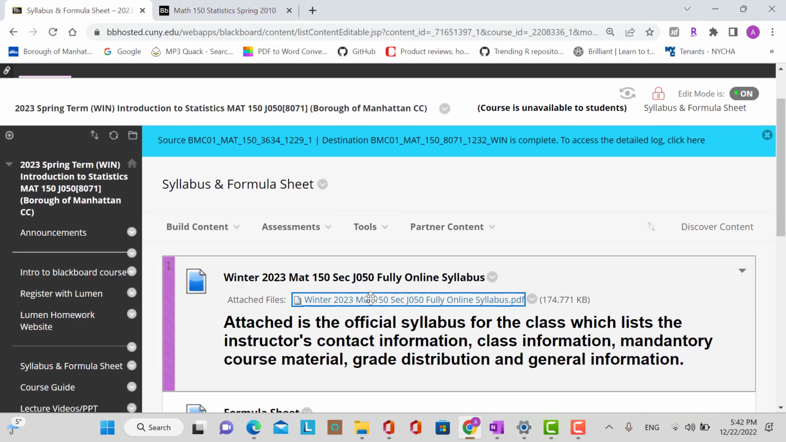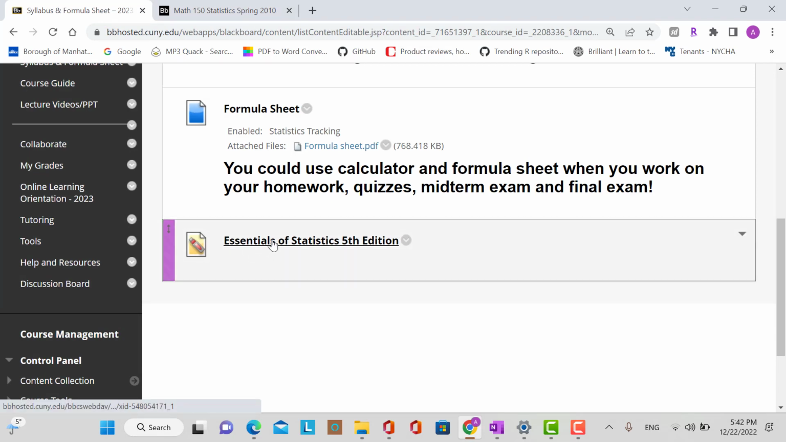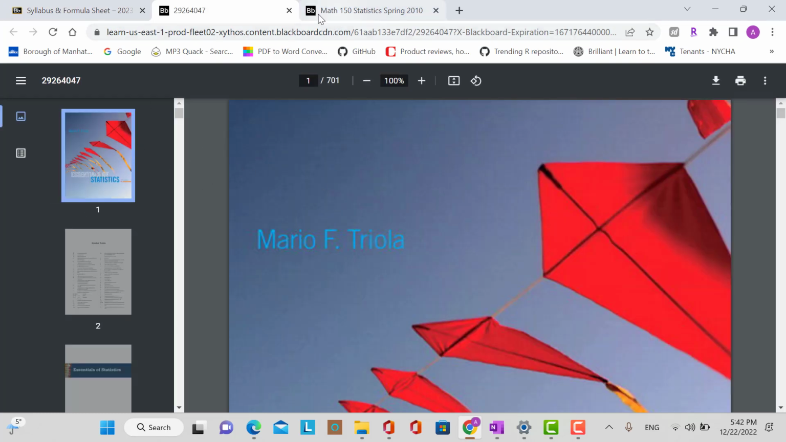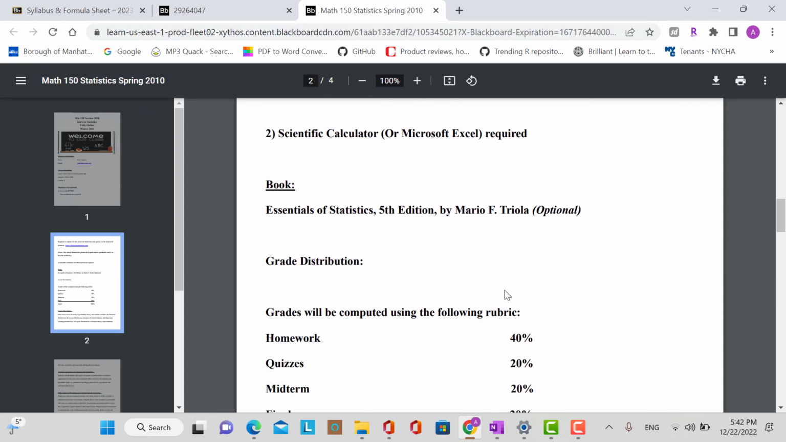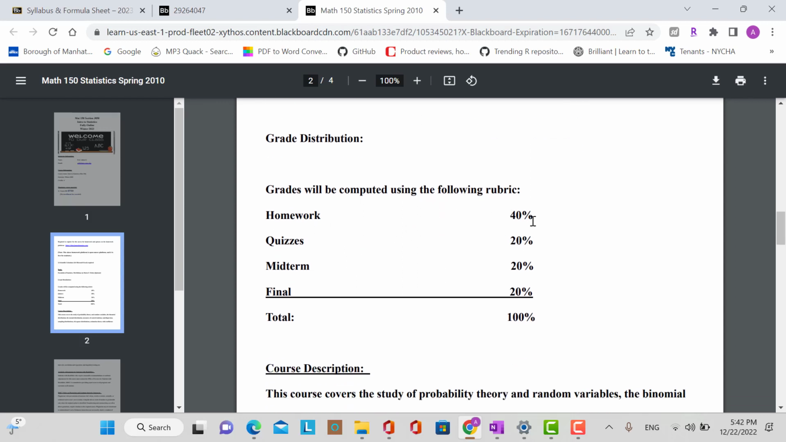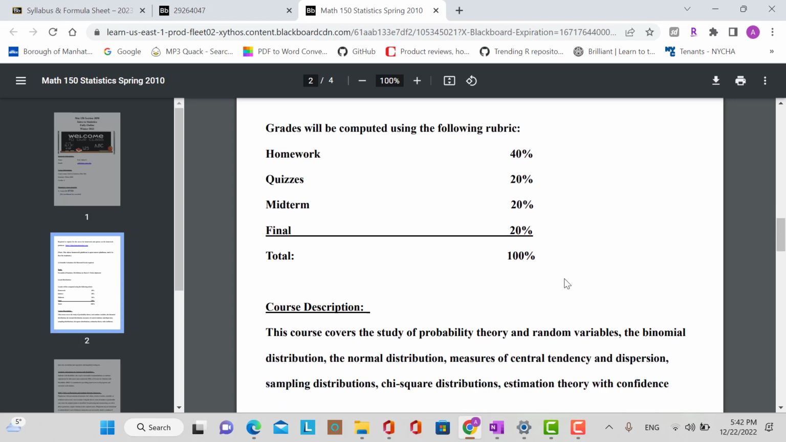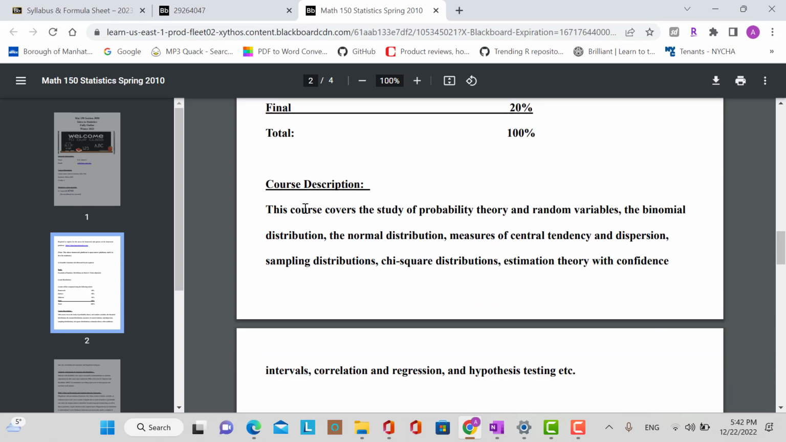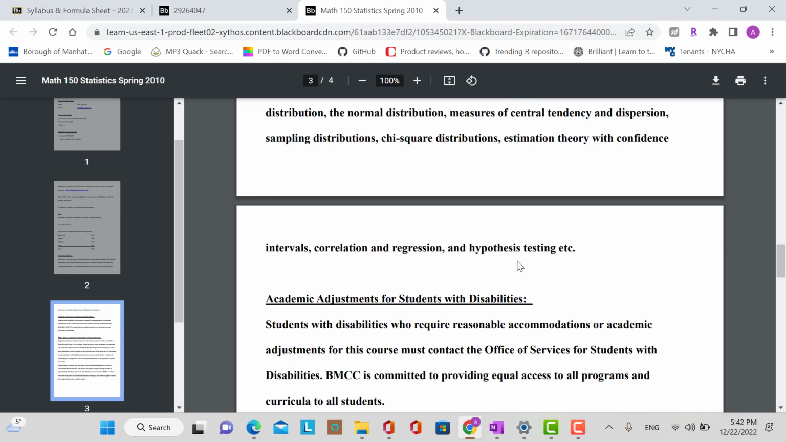But I've already posted a PDF file of the textbook here. You can also use that as a reference, or if you like reading the textbook, you can read it too. So the textbook is available. All right, so the grade distribution: the grade will be calculated using homework as 40% of the final course grade, quizzes 20%, and midterm and final, each worth 20%. The midterm review and the final review are not counted towards your final course grade. And we have course descriptions, you can read through that.